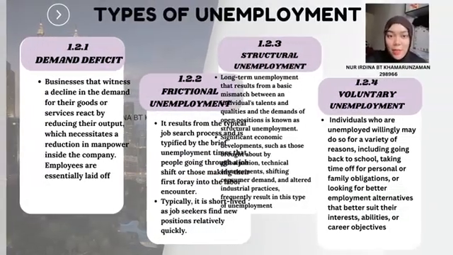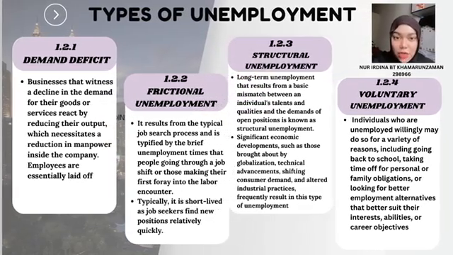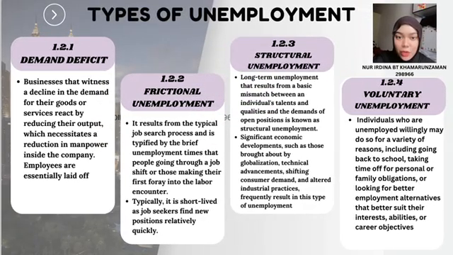And now we are at 1.2, which is the types of unemployment. The first one is demand deficit unemployment. Businesses that witness a decline in the demand for their goods or services react by reducing their output, which necessitates a reduction in manpower inside the company. Employees are essentially laid off.